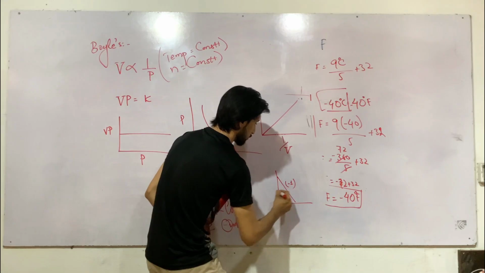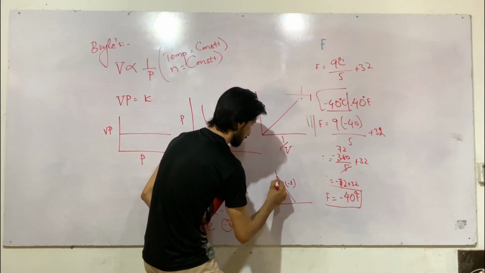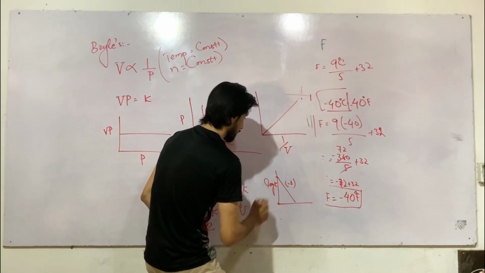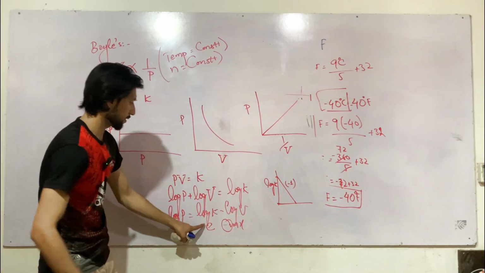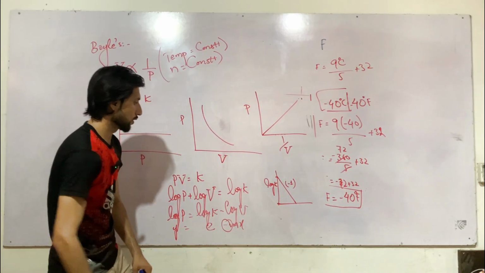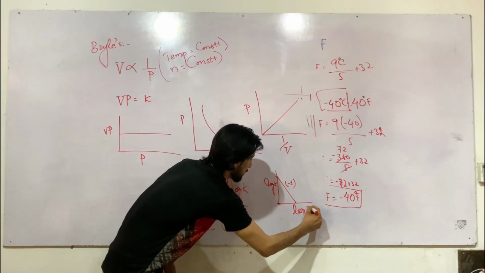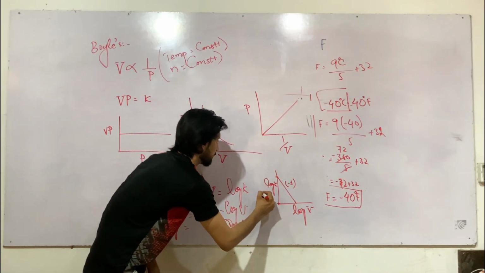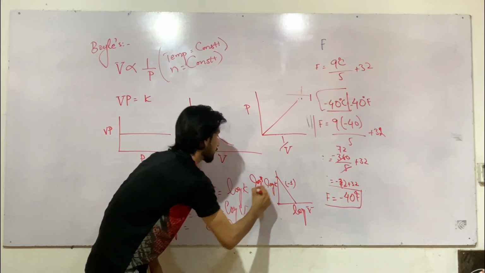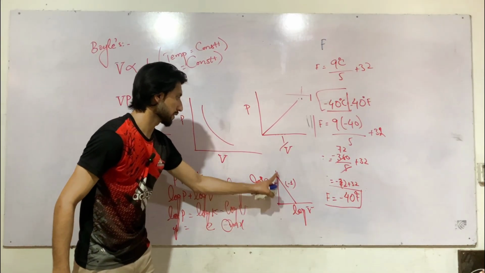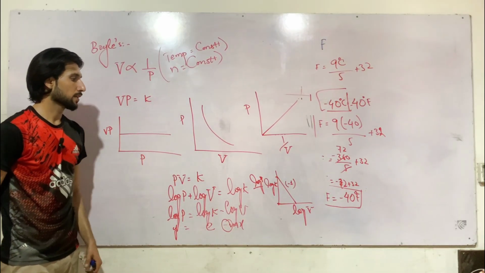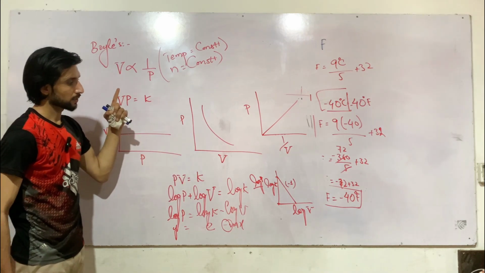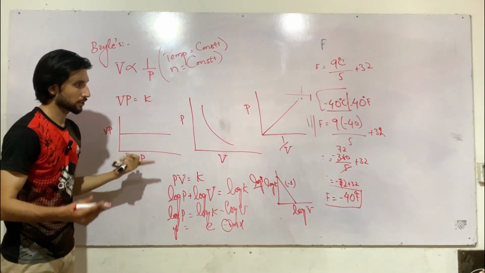This is my slope, which is -1, and this is the c from here to here, the intercept, that is log of k. Okay. And what is on the x-axis? On the x-axis, I am getting log of V, and on the y-axis, I am getting log of P. Okay. And log of k is the y-intercept, and the slope is -1. So the downward slope of this graph shows us that the pressure and volume are in inverse relation.